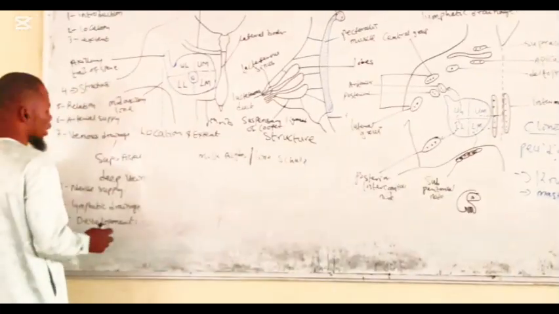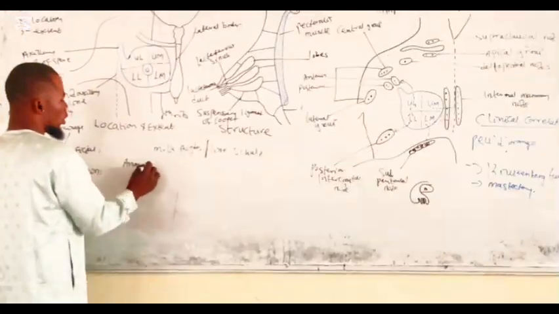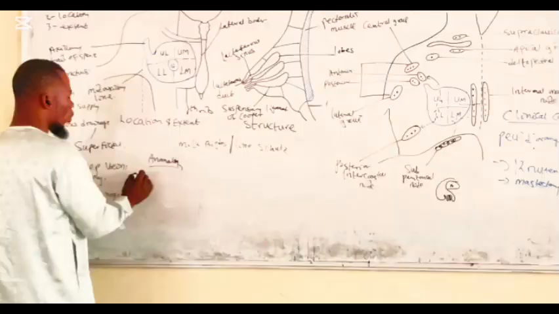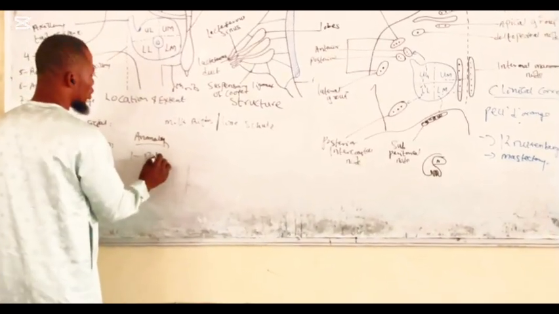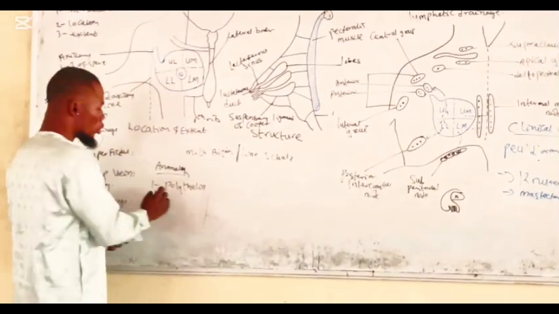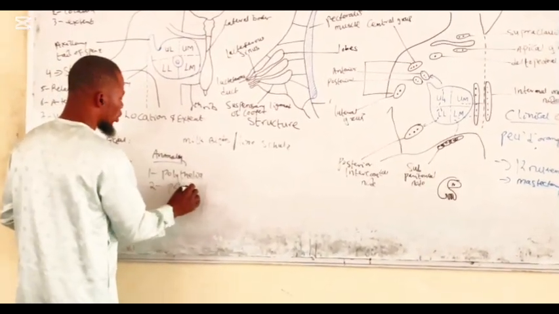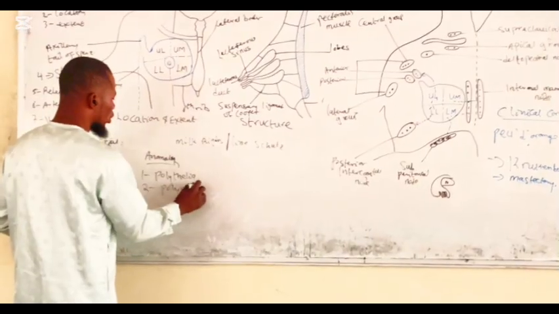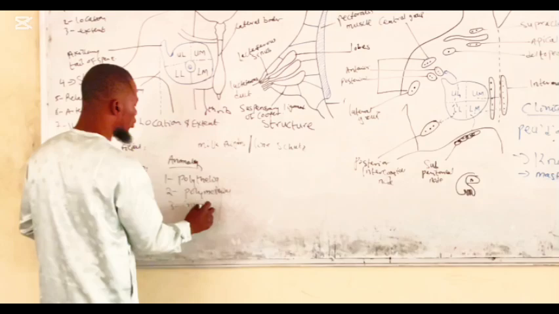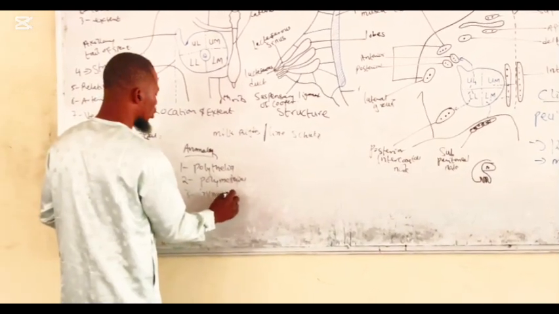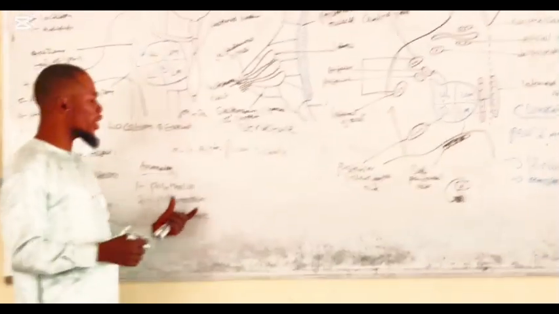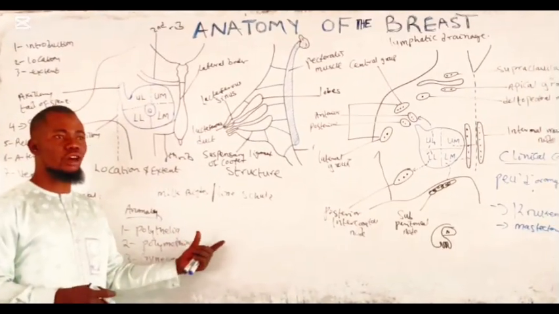Next is the developmental anomalies. The developmental anomalies of the breast: there is what we call 1, polythelia, 2, polymastia, and 3, gynecomastia. So these are the common anomalies that arise during the development of the breast.